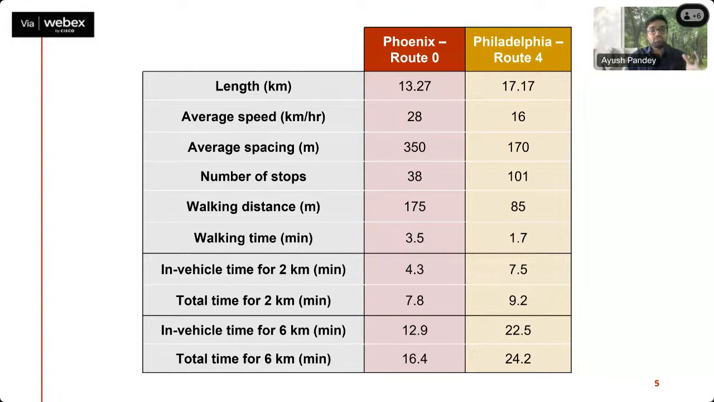So what's happening here is that Philadelphia Route 4 is not really good for making long trips. And it's not just that it's not good for making long trips. It is going to encourage people to make shorter trips using the bus, and people might choose another mode to make long trips. And so that's the motivation for our study.